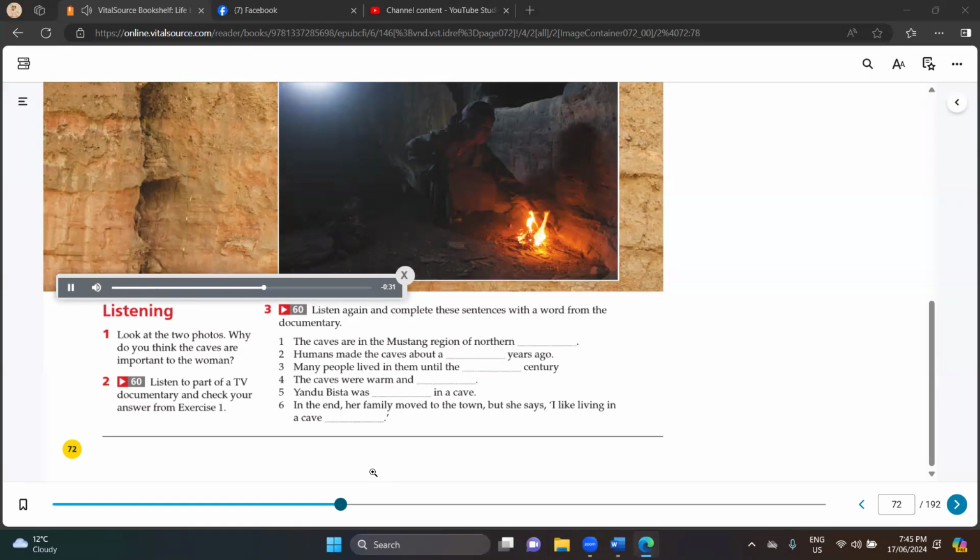This woman, Yandu Bista, was born in a cave, and she grew up here with her family. Life was difficult. They didn't have water in the cave, so she went to the river every day and brought water up the mountain. In the end, her family moved to the town, but she says, "I like living in a cave better."